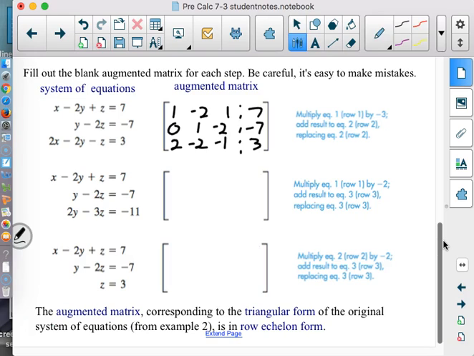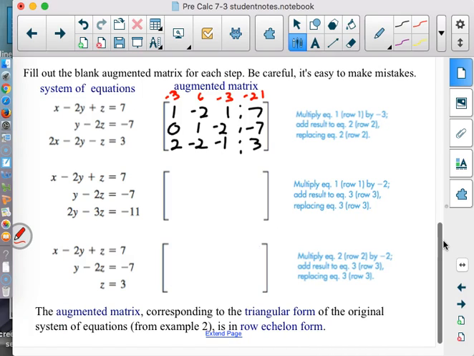Now, you might want to, just so you don't miss things, kind of do this in steps. So multiply equation 1 by negative 3, but don't write anything down yet. Just put it up here. 1 times negative 3 will be negative 3. Negative 2 times negative 3 is 6. 1 times negative 3 is negative 3. And negative 3 times 7 is negative 21. So what we're going to do with those numbers, because we just multiplied that entire equation by negative 3, it says add that to equation 2. So you have all of those, add that to equation 2, which is row 2.